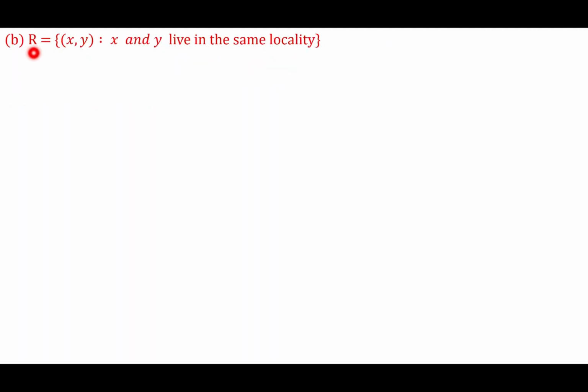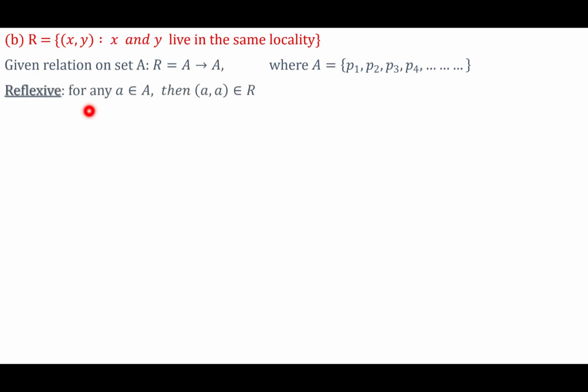Part B. Relation R is defined as (x, y) such that x and y live at the same locality. We have to check whether this relation is reflexive, symmetric, and transitive. For any a belongs to A, (a, a) belongs to R, which means person 1 and person 1 are identical elements, they live in the same locality. So it is a reflexive relation.